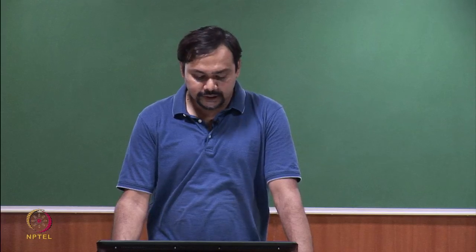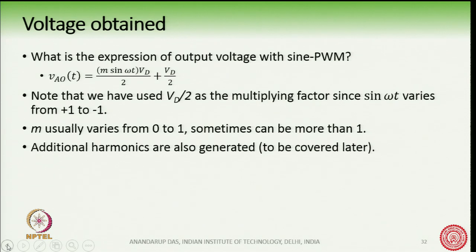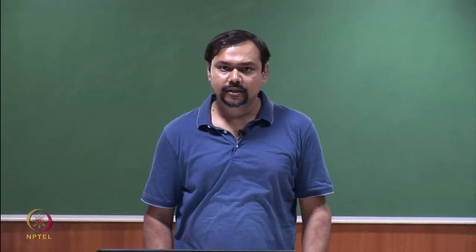So, in the half bridge, what is the expression of output voltage? Okay. And it is given by this formula present here. VAO(t) is m sin omega t into Vd by 2 plus Vd by 2. Now, this factor Vd by 2 is because we have taken the reference point of the pole voltage as the lower side or negative pole of the DC bus.